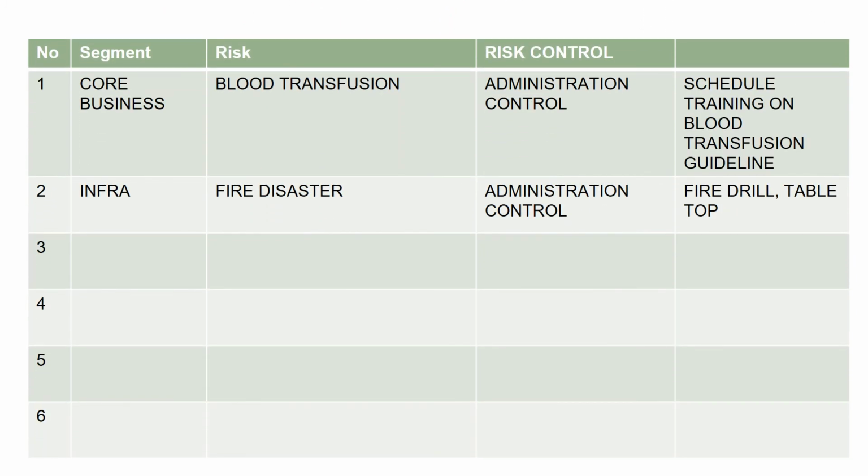Referring to the previous example, the risk control taken to tackle both risks was administrative control. In this, both risks are being tackled by making sure training is being implemented. The department is responsible for carrying out frequent training on blood transfusion as well as conducting periodic fire drills annually.